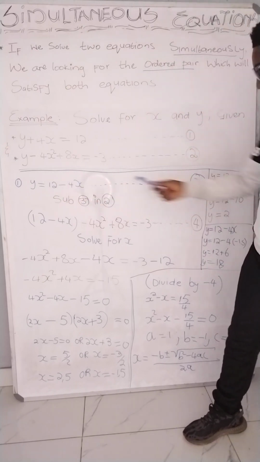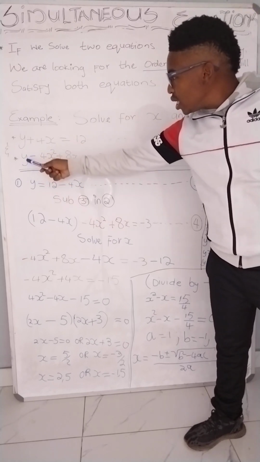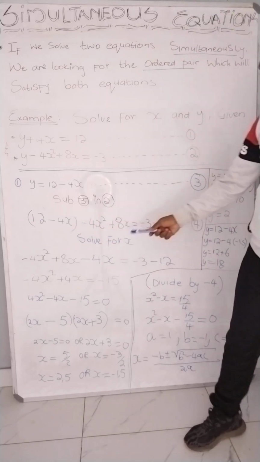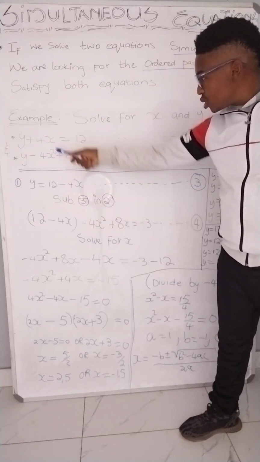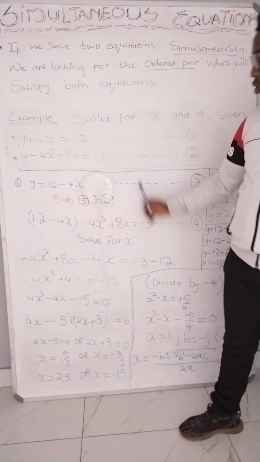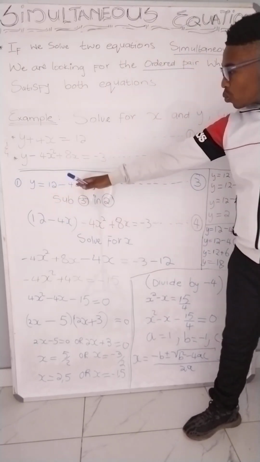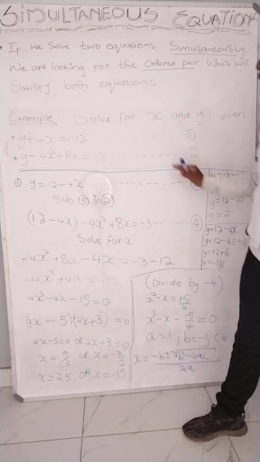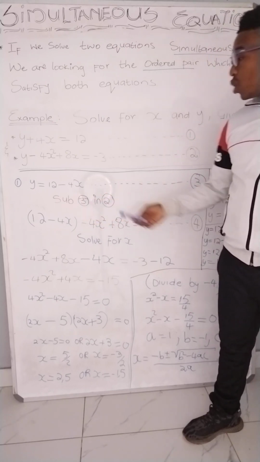So equation 3 says the value of y is 12 minus 4x. So here is our y. Instead of y, we put 12 minus 4x. Okay? And then I only put brackets to distinguish it. We have minus 4x squared plus 8x is equal to negative 3. We copied everything as it is. We just, in place of y, we put y is equal to 12 minus 4x from equation 3. So we have substituted equation 3 in equation 2.